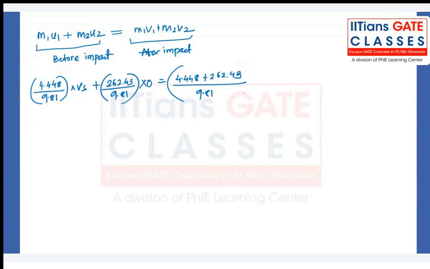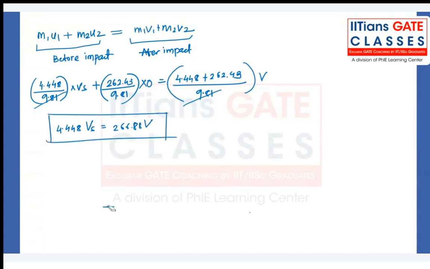In short, this 9.81 cancels out, so 4.448 Vs is equal to 266.88 times v. What is this Vs? Velocity of bullet, the velocity with which the bullet strikes the box.